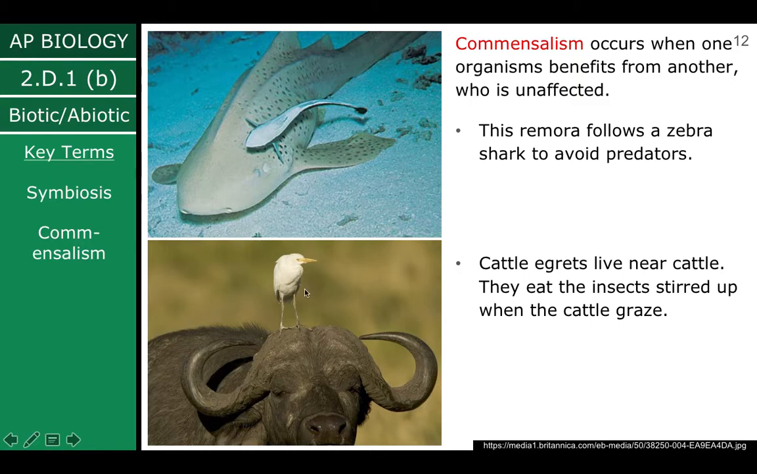Another one is cattle egrets, which live near cattle, and they actually will eat insects stirred up by the cattle, but the cattle have no benefit from this relationship. So it's commensalism.